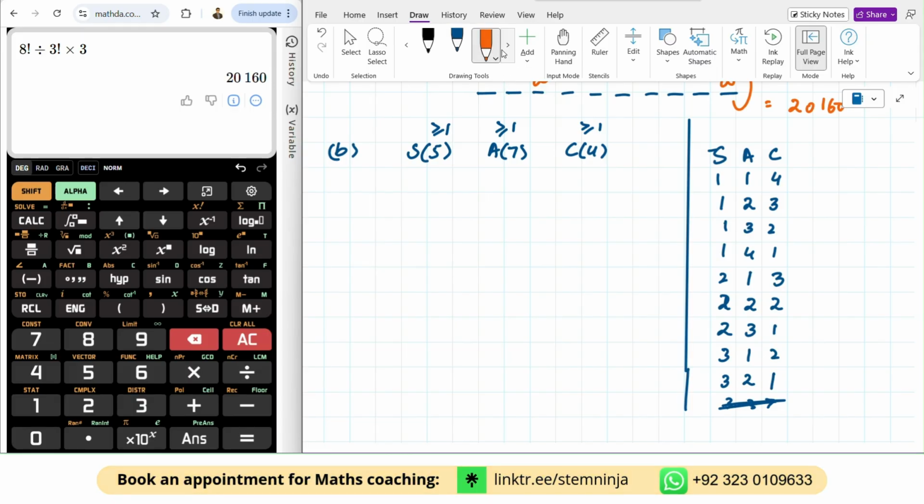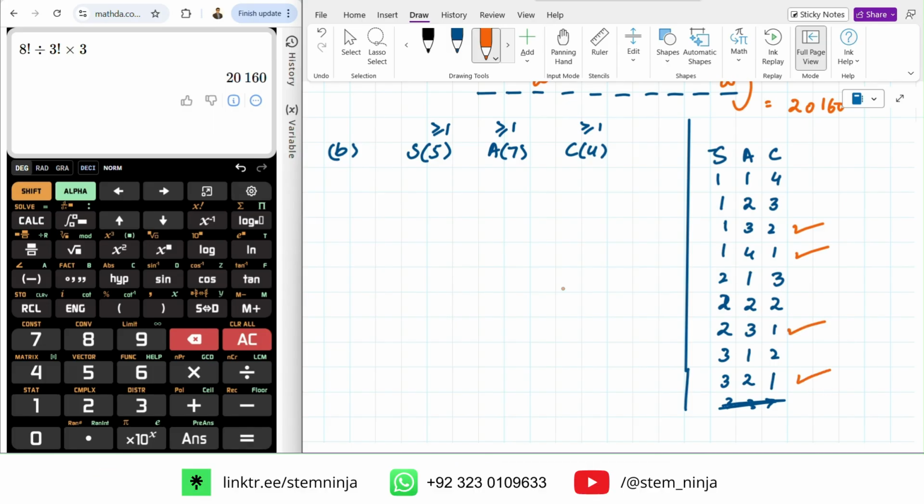Now, from these, which one of these have more athletes? So more athletes, then this is the one that has more athletes. This is the one. This is the one more athletes. All right. So we have 1, 3, 2. We have 1, 4, 1. We have 2, 3, 1. And 3, 2, 1. Right, now we need to list them.